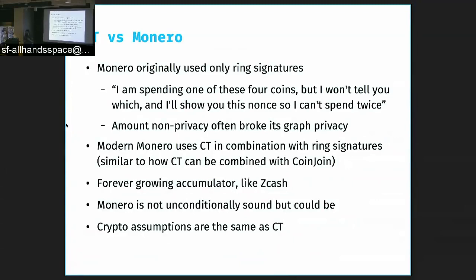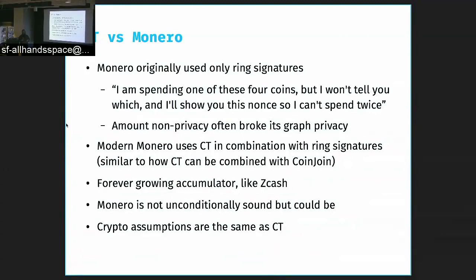And a ring signature lets you basically say, I'm spending one of these 4 coins, and I won't tell you which one, but I'll prove to you that it hasn't been spent before, whichever one it was. So this hides the graph. But the privacy of Monero or Bytecoin originally was very, very fragile, and a vast majority of transactions were easily de-anonymized, largely because of the amount non-privacy that basically made things visible in the system.